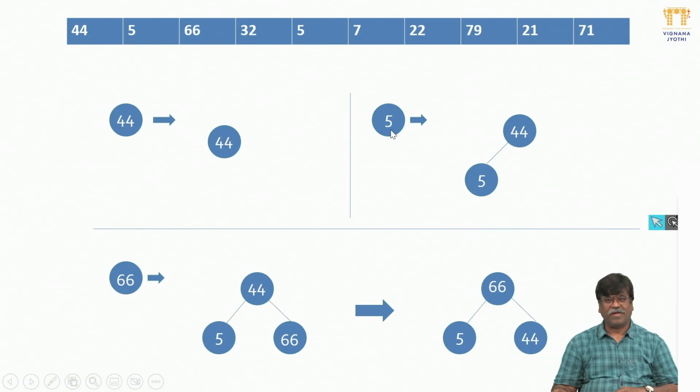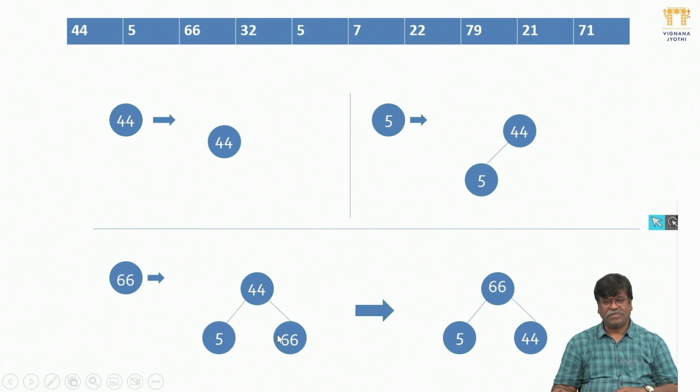The second element I am going to insert is 5. For 44, I create the left child and the data 5 is inserted here. The third element is 66. For the root, I create the right child and insert this data 66. When you are inserting this data, you need to check which element is greater among the left child, right child and root. Compared to the root, you need to check whether the left child or right child is greater. That greater value you need to copy into the root place.